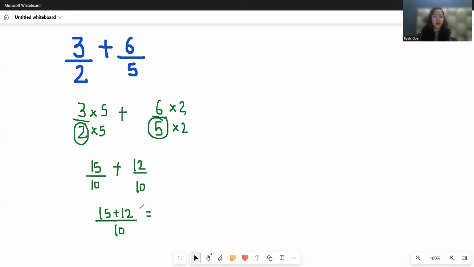So 15 plus 12 is 27 by 10, or you can write it as a mixed fraction, that is 2 and 7 by 10. I hope it's clear and you find it useful.